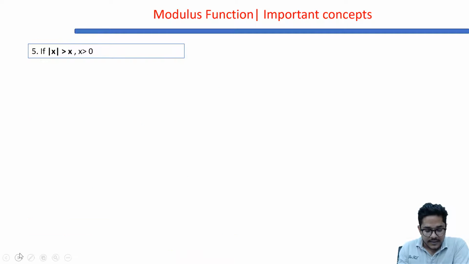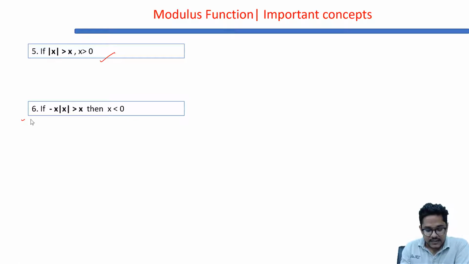Now let's look into another property. It is just the repetition. If modulus of x is greater than x, then x is less than 0. Now another property: if minus of x into modulus of x is greater than x, then x is less than 0. Let's see this with an example. So what is exactly the function? Minus of x into modulus of x is greater than x, then x would be less than 0.